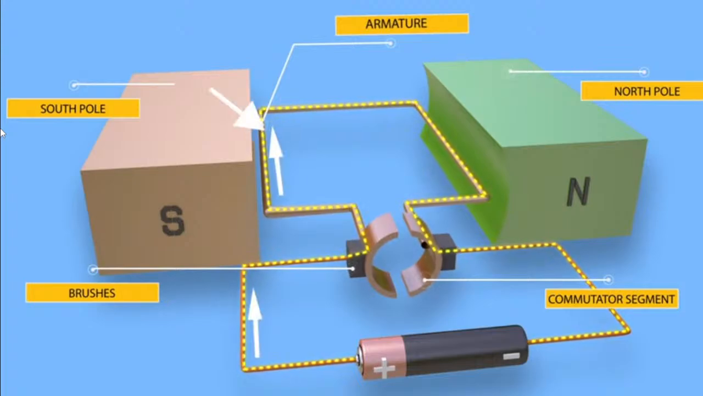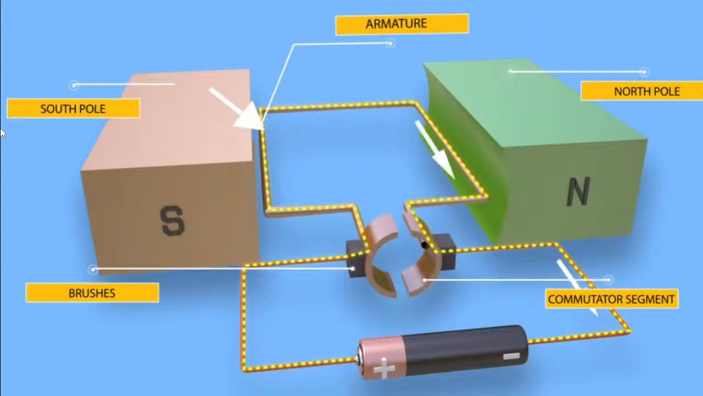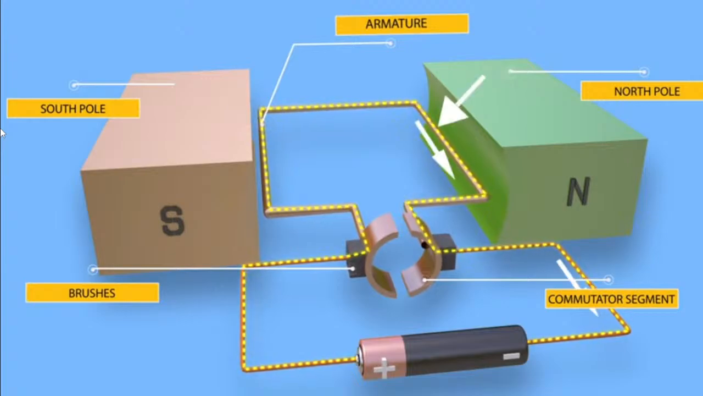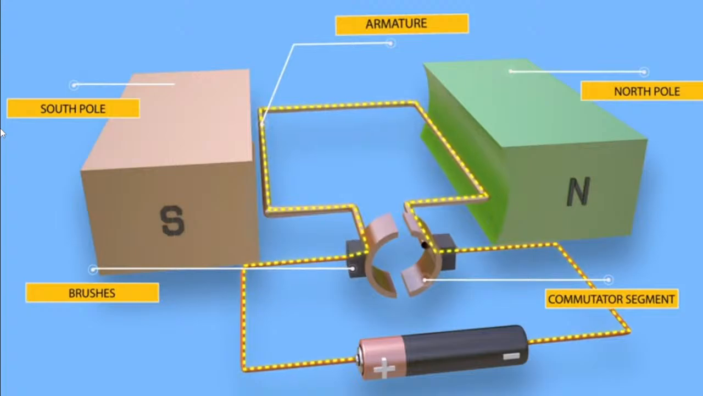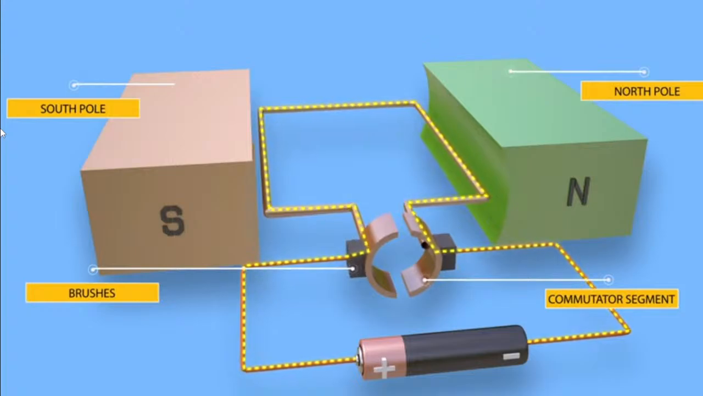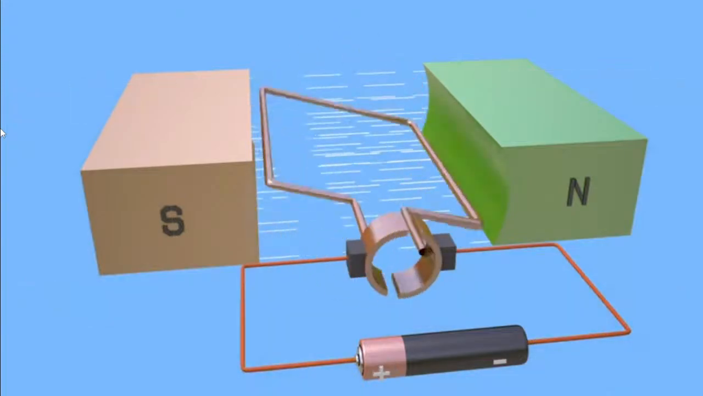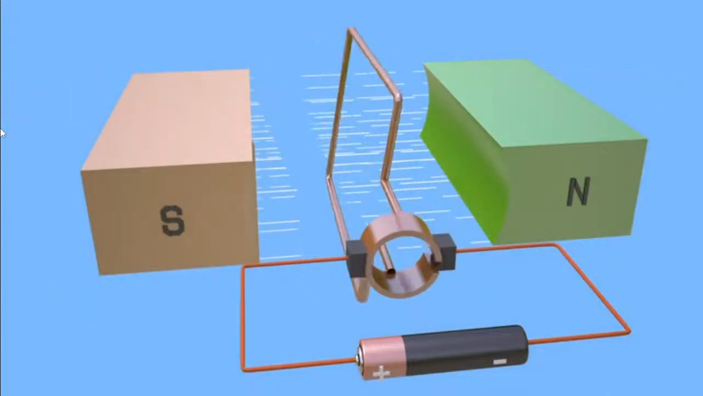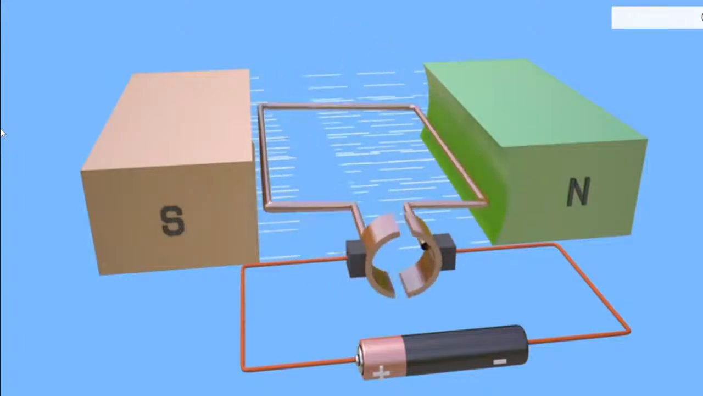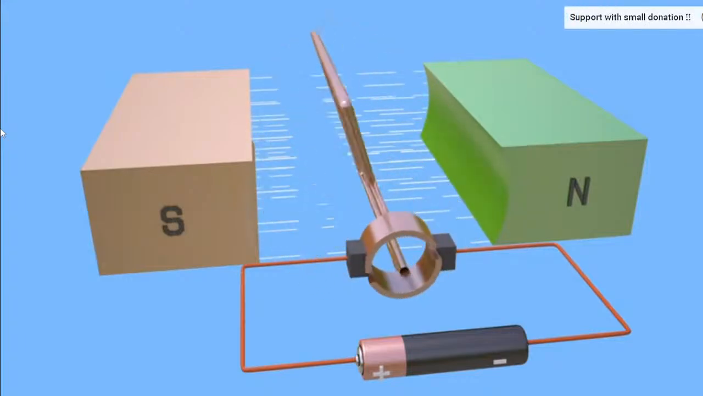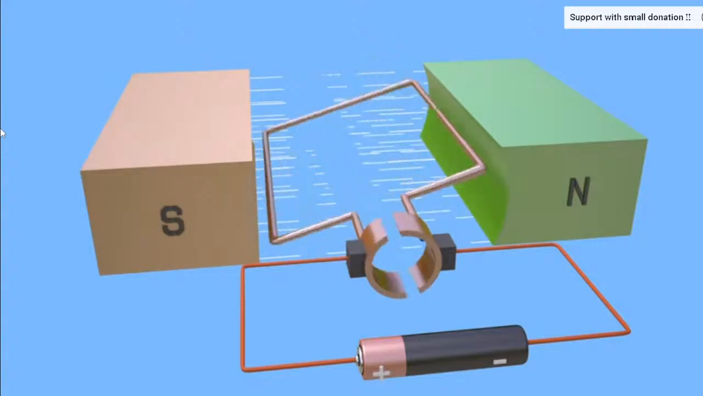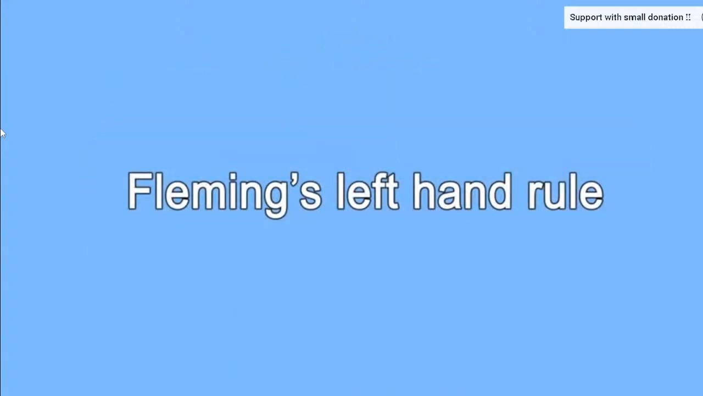Current in the left side flows inward, and current in the right side flows outward. As we see, the conductors are carrying current and they are placed in a magnetic field. Both of them experience a mechanical force acting on them. The direction of mechanical force can be easily determined by applying Fleming's left-hand rule.